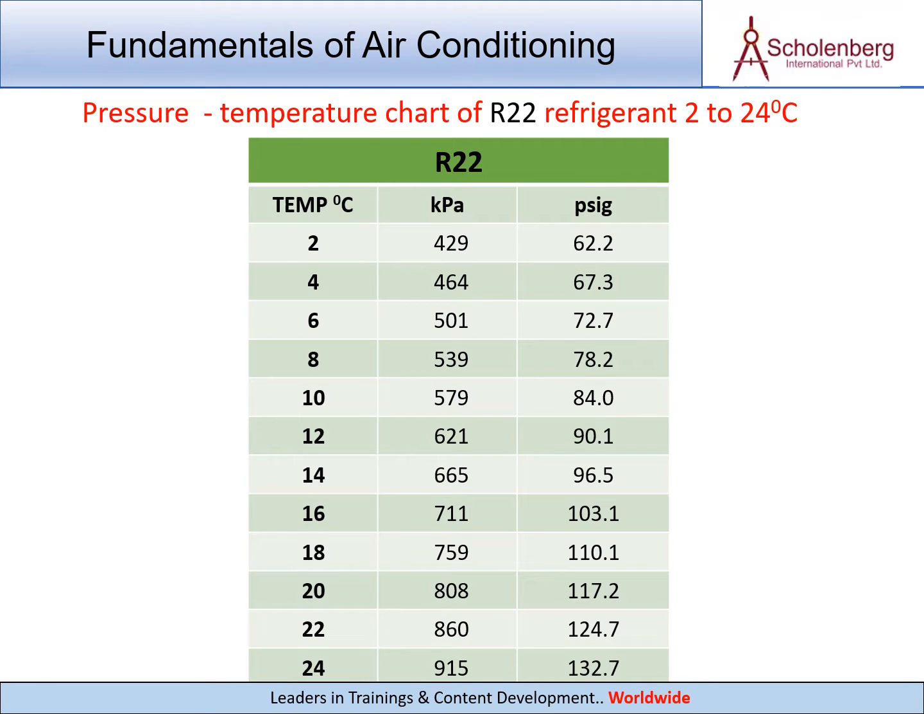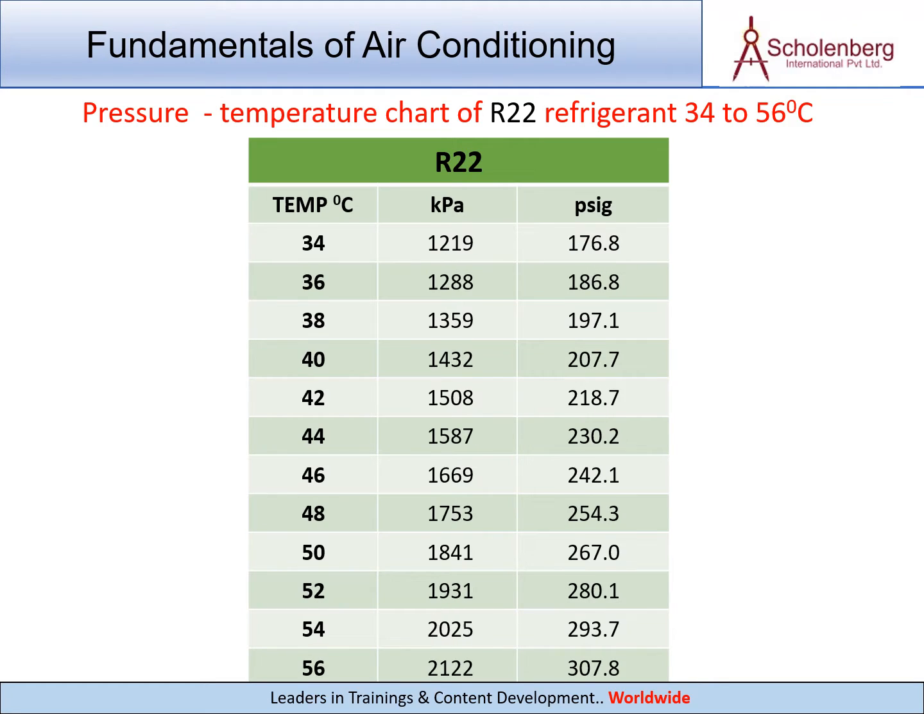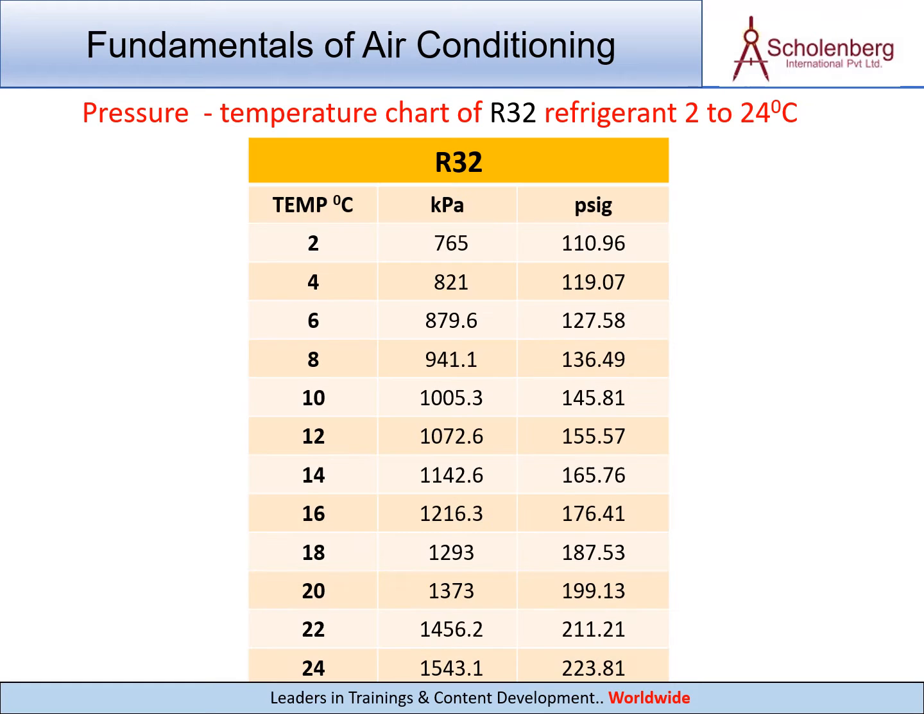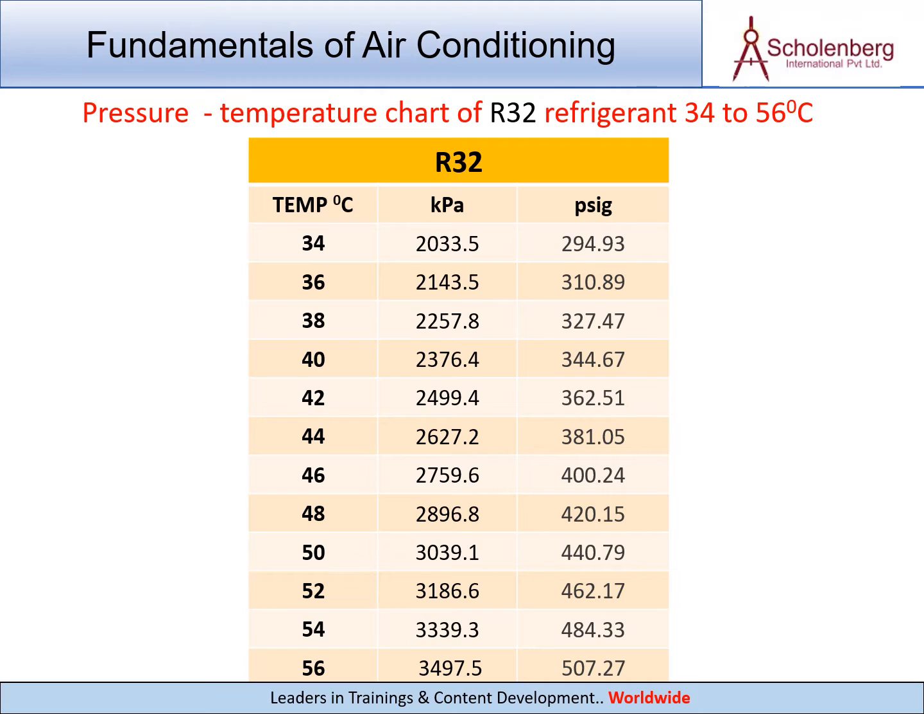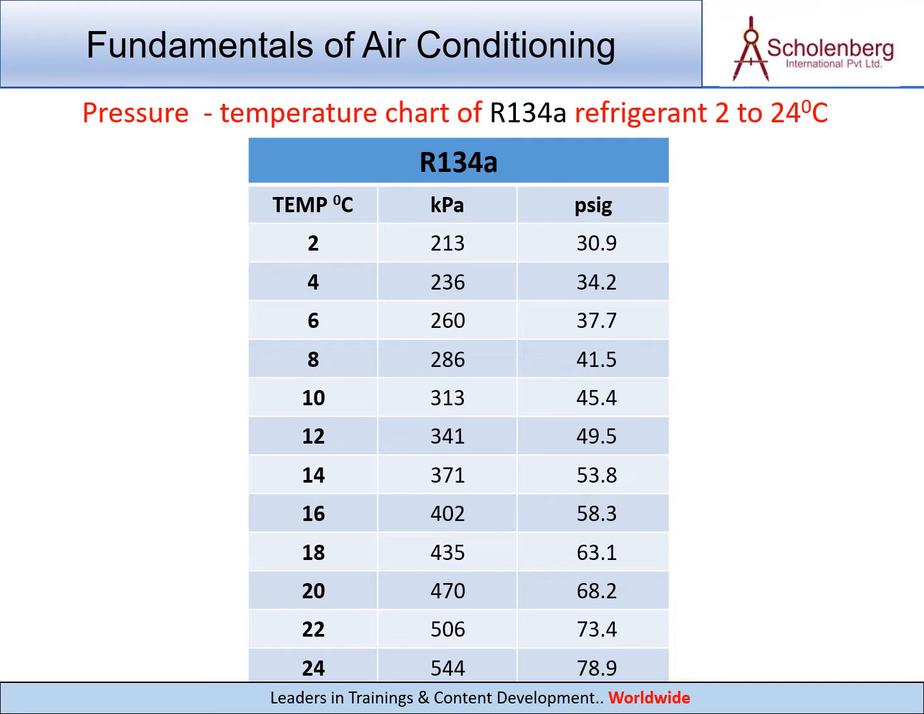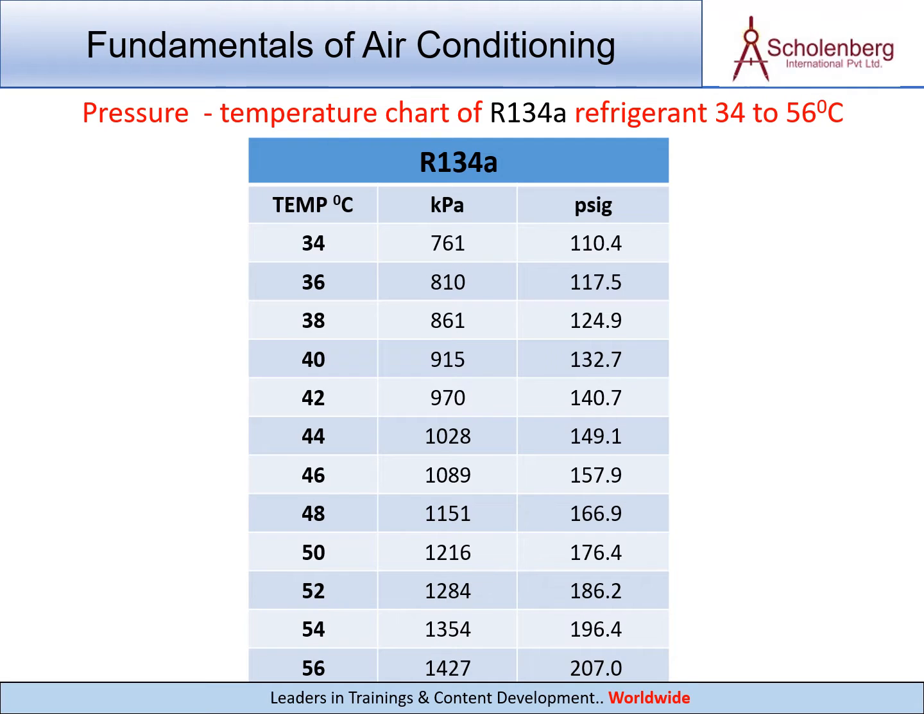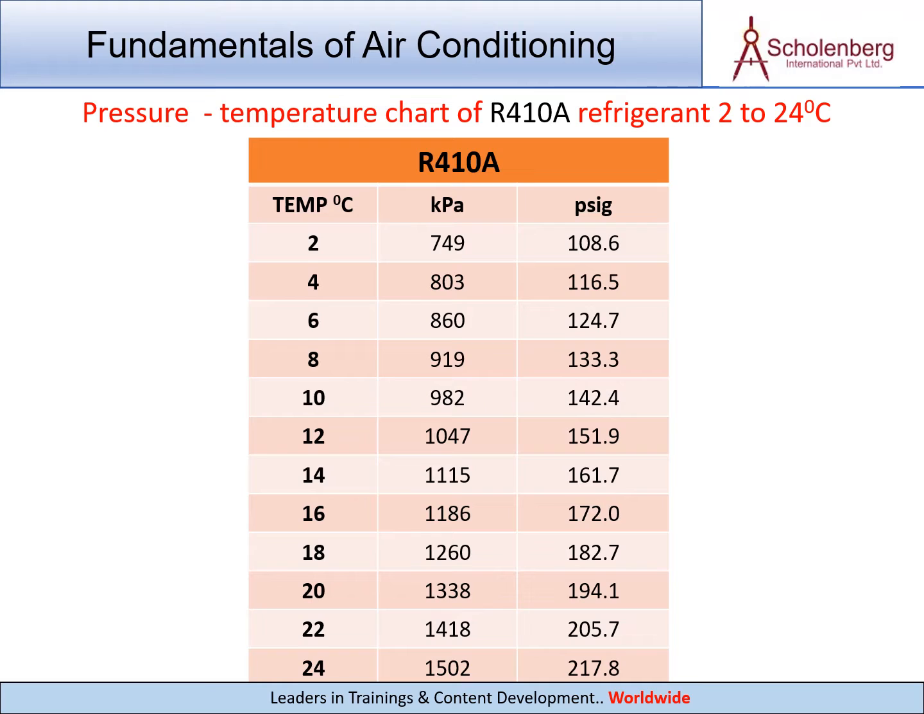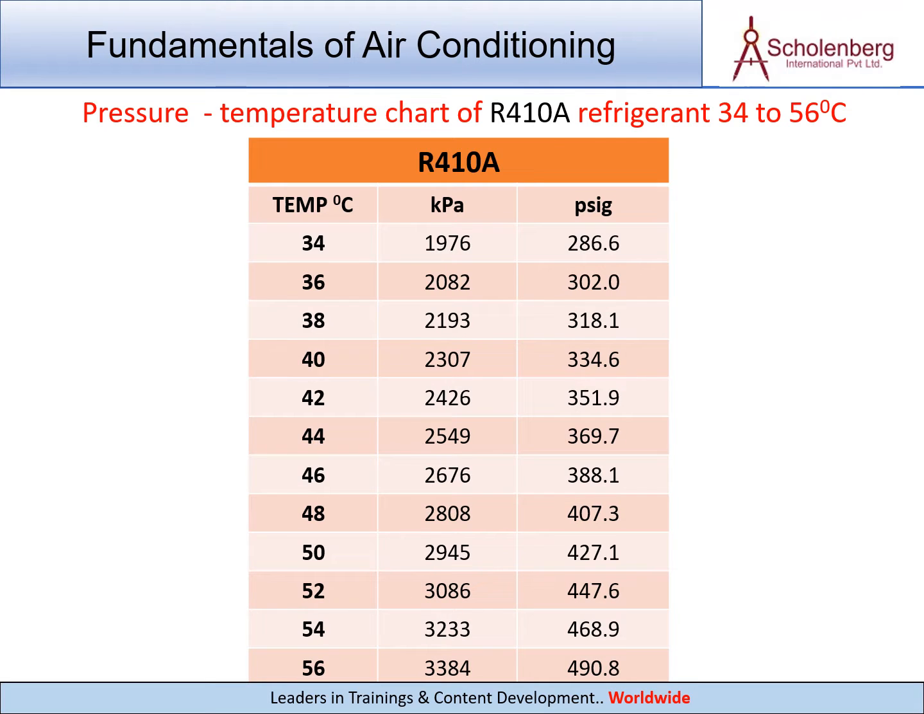Pressure, temperature chart of R22 refrigerant, 2 to 24 degrees centigrade. R22 refrigerant, 34 to 56 degrees centigrade. R32 refrigerant, 2 to 24 degrees centigrade. R32 refrigerant, 34 to 56 degrees centigrade. R134A refrigerant, 2 to 24 degrees centigrade. R134A refrigerant, 34 to 56 degrees centigrade. R410A refrigerant, 2 to 24 degrees centigrade. R410A refrigerant, 34 to 56 degrees centigrade.